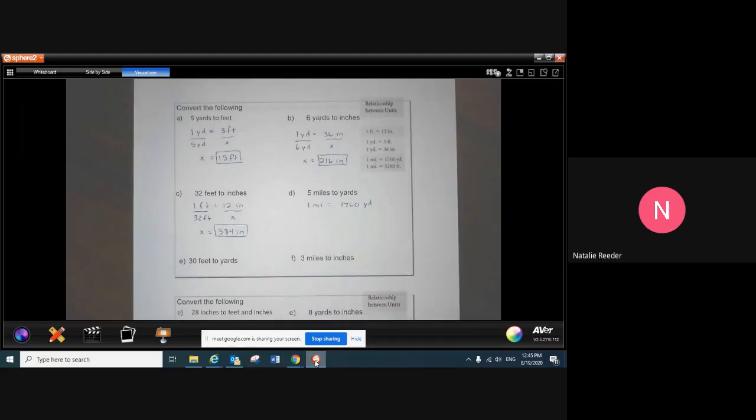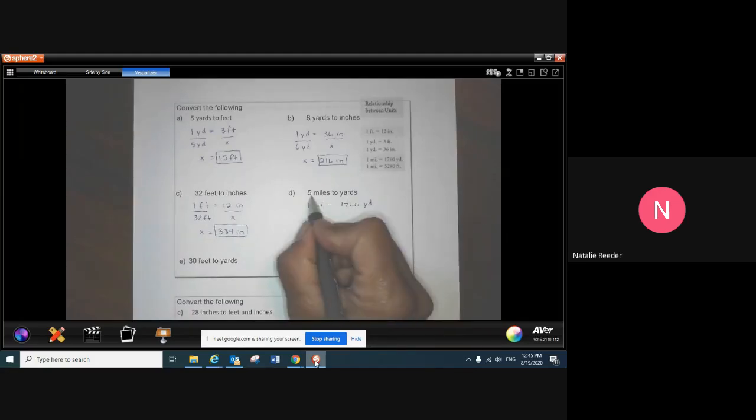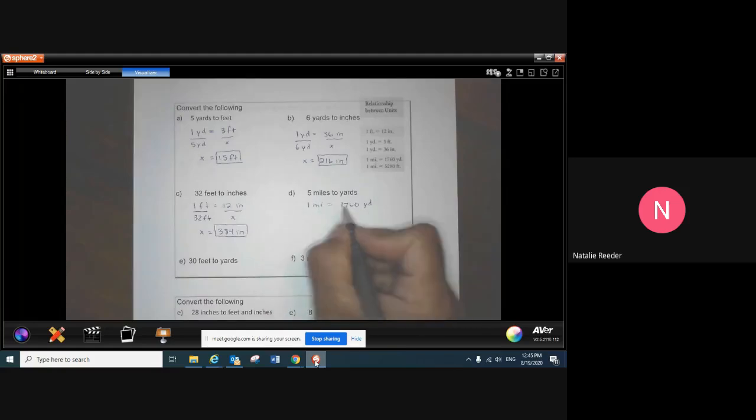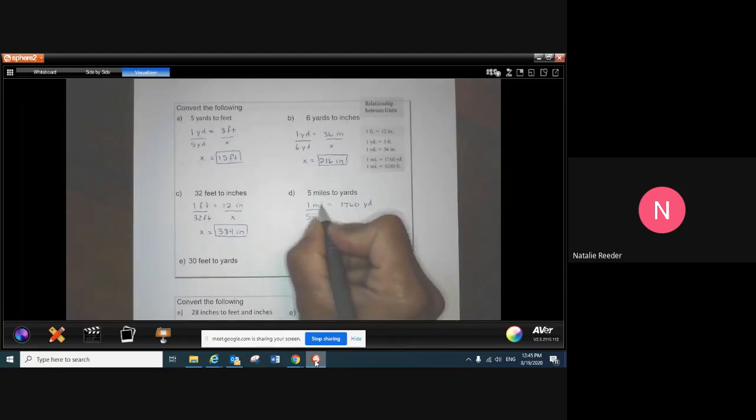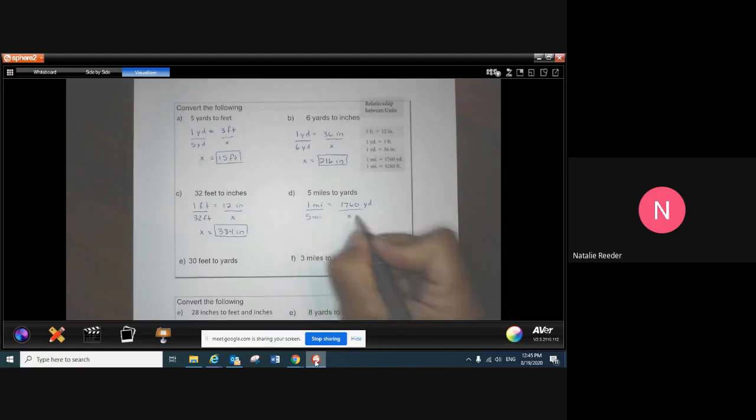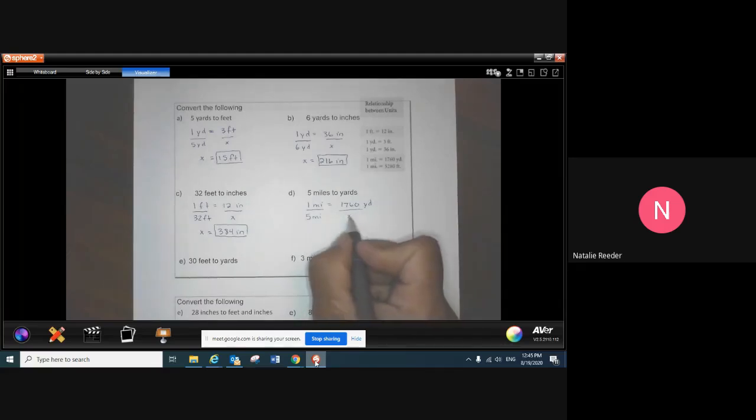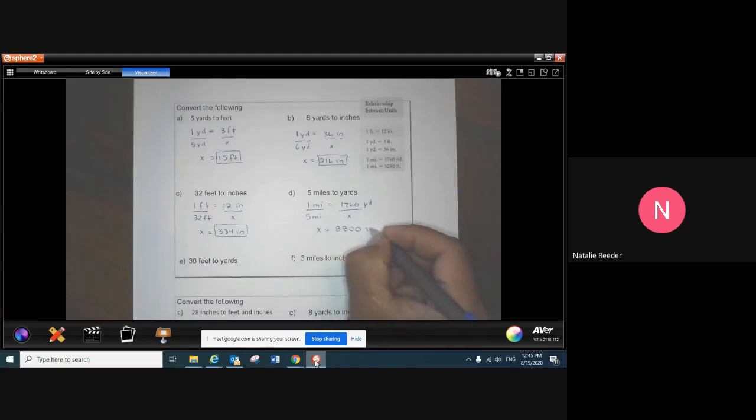Again, it's always set up a proportion to start, and then you can solve your proportion. Now, what I want to find is how many yards are in 5 miles. So I'm going to put the 5 miles underneath your miles, and X amount of yards will be my answer. So cross multiply: X times 1 is X, and 5 times 1,760 gives me 8,800 yards. Just like that.